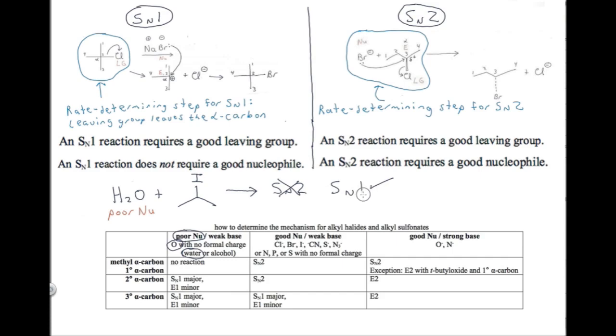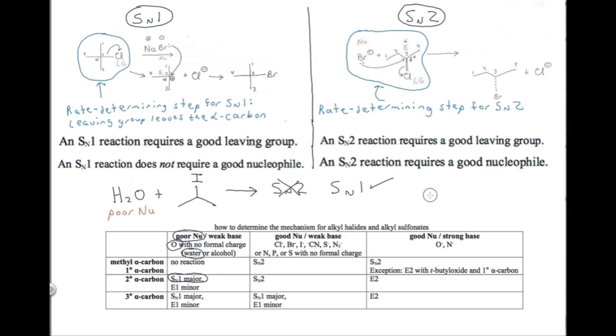In fact, that's exactly what our table would predict here. Our table would predict that with this secondary alpha carbon and the water nucleophile, the major reaction would be SN1. So that's why it's important that SN1 does not require a good nucleophile. That means we can carry out an SN1 reaction with a worse nucleophile than we would need to use for SN2. How can you tell the difference between poor nucleophiles and good nucleophiles?